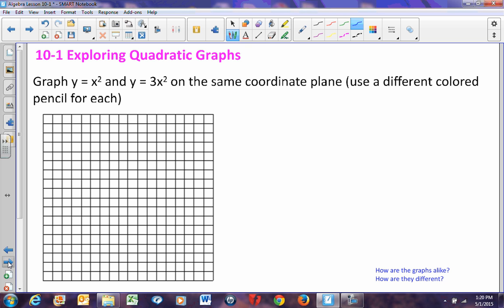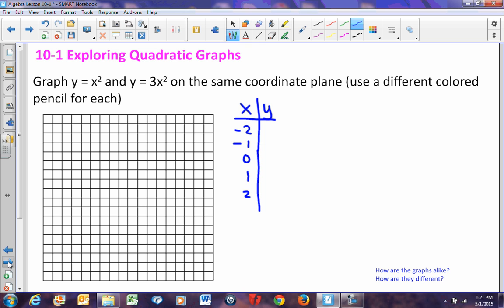We're going to graph y equals x squared and y equals 3x squared on the same coordinate plane. We're going to use a different color for each. I would suggest you use a pencil for one and a colored pencil for the other. The first thing we're going to do is make a little snippet of an x and y table. We don't need the middle portion. For y equals x squared, I'm going to generate quite a few points because it's going to make it easier. So I'm going to use -2, -1, 0, 1, 2.